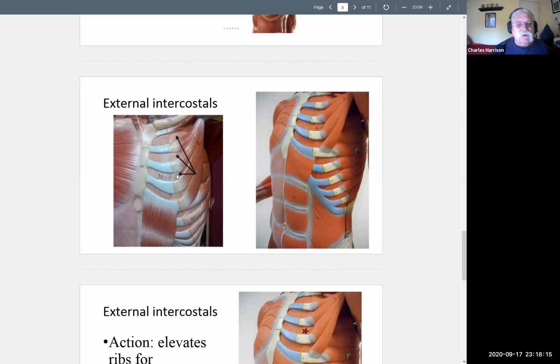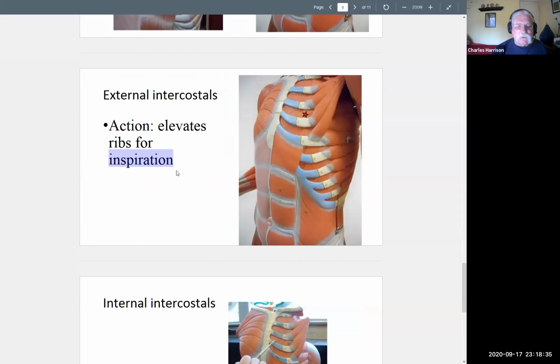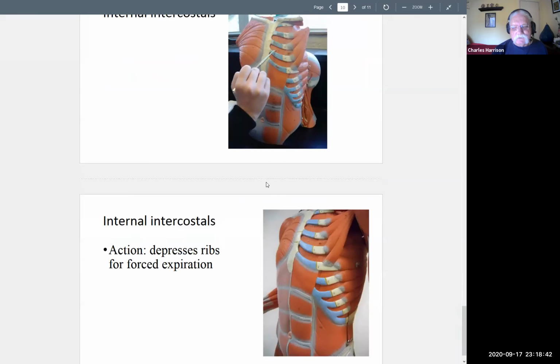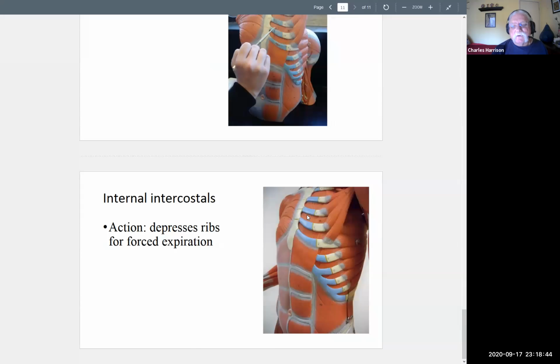The external intercostals raise the ribs, increase the thoracic cavity volume. That decreases the pressure, or would, except immediately air is drawn in. So very important, the external intercostals. The internal intercostals are the inner muscles. Here, here, here, not out here.